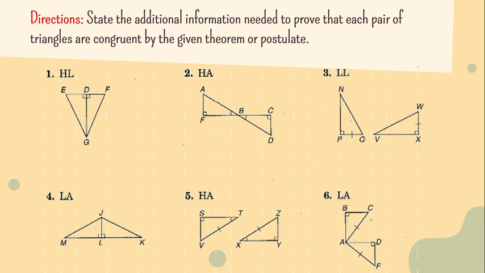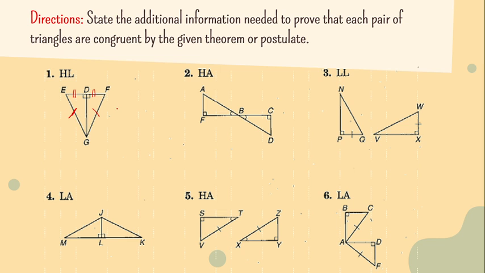Next is state the additional information needed to prove that each pair of triangles are congruent by the given theorem or postulate. So, dito naman tayo. So, yung HA dito, ito din yung HYA. Tapos yung HL, that is also HYL. So, gagawin lang natin, papakita natin kung paano yung HL. So, yung HL natin, that is hypotenuse at saka leg. So, ito yung markings natin dyan.